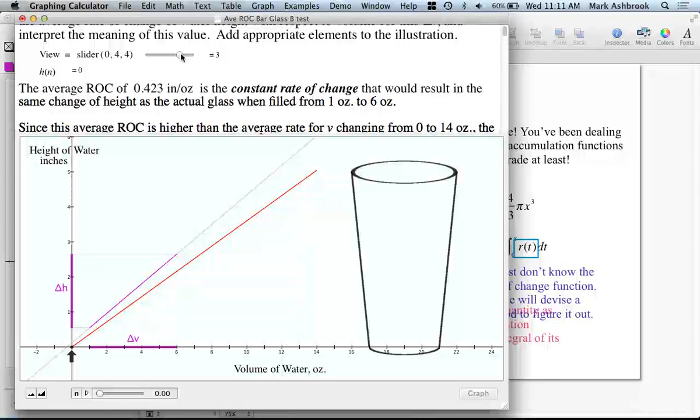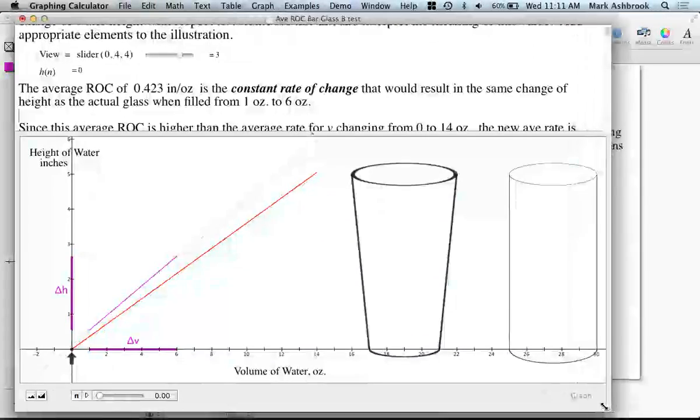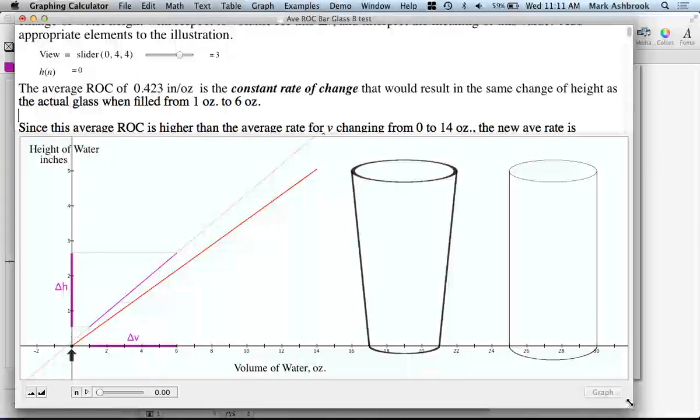So is our new rate of change greater or less than the average rate of change for filling the whole glass? Greater. Okay, because for the same change in volume, we're getting more of a change in height. You see that? We're getting more of a change in height for the same change in volume as a constant rate. So for the new average rate from 1 to 6 ounces, can we use this bottle to represent that new average rate? So what would the new bottle look like?